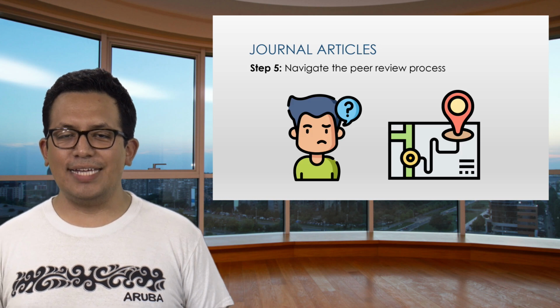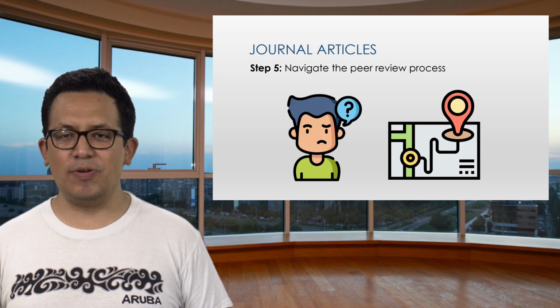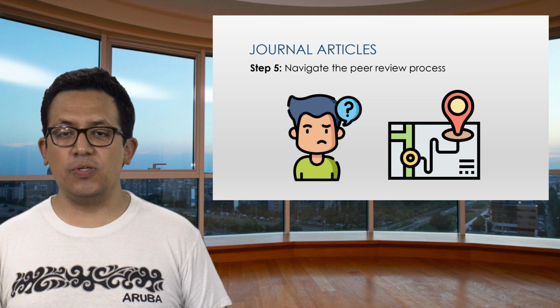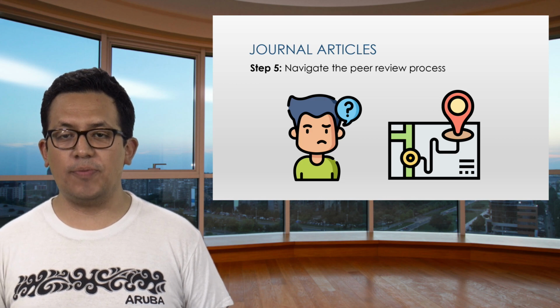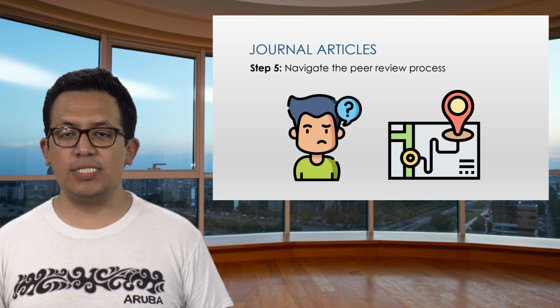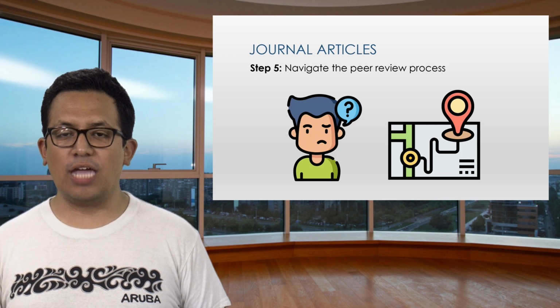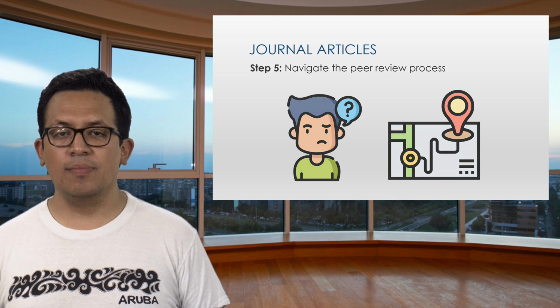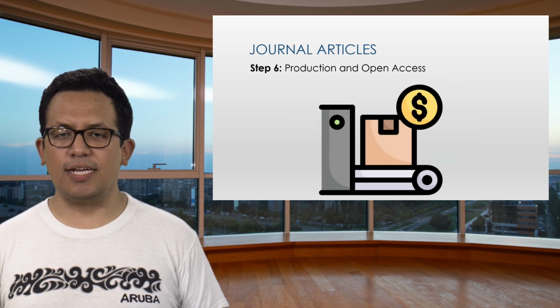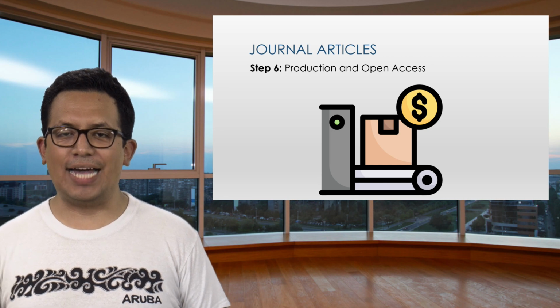When you do that, step 5 is navigate the peer review process. An editor is going to decide if they are going to send it to reviewers, and then the reviewers are going to decide if there is merit and there is a strong publication that you submitted, and then they will tell you if it's a yes or a no. If it's a yes, you go to step 6, which is production and open access agreement.